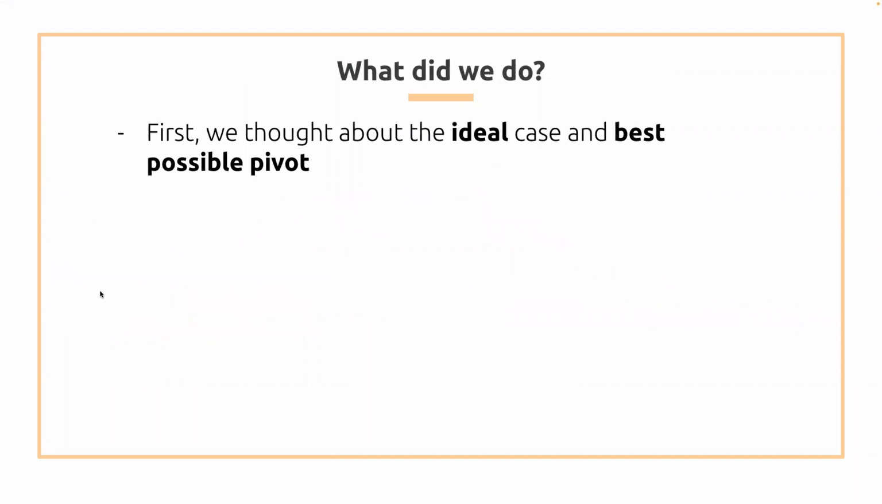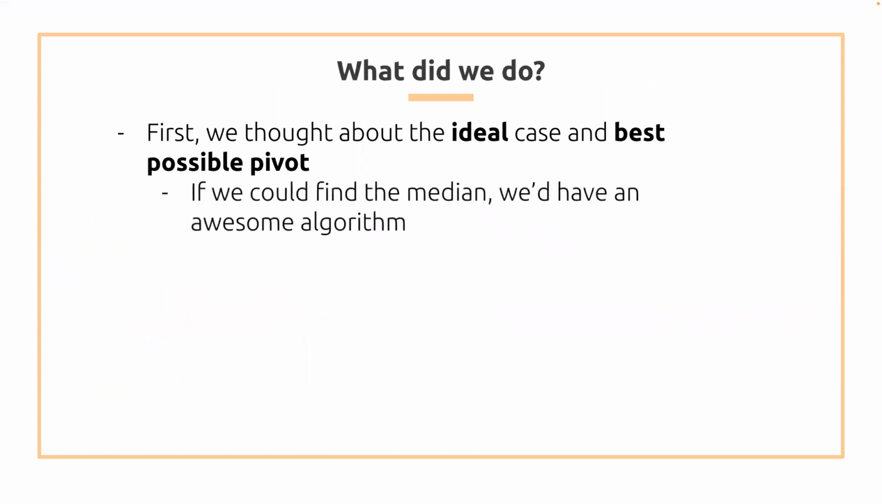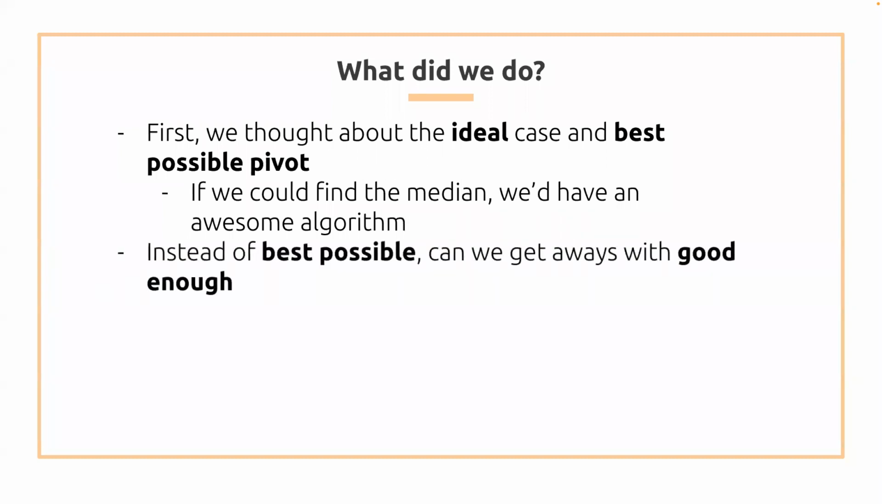So again, let's just summarize before you guys head out. First, we thought about the best possible pivot. If we could find the median, we argued the running time would be linear. Then we said, if we don't get the best possible, what if we get something that's good enough? And that's where we came up with this median of medians. It's not something that you would necessarily come up with on your own, except now you know it, so now you would come up with it.